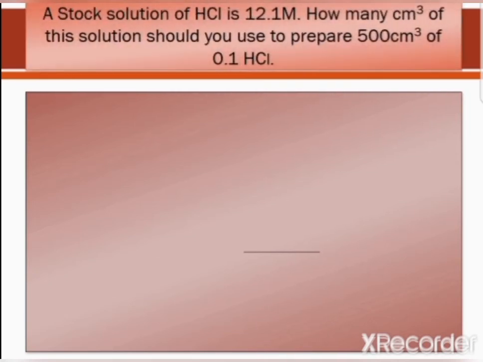Now let us solve another numerical. A stock solution of HCl is 12.1 molar. How many cubic centimeter of this solution should you use to prepare 500 cubic centimeter of 0.1 molar HCl?